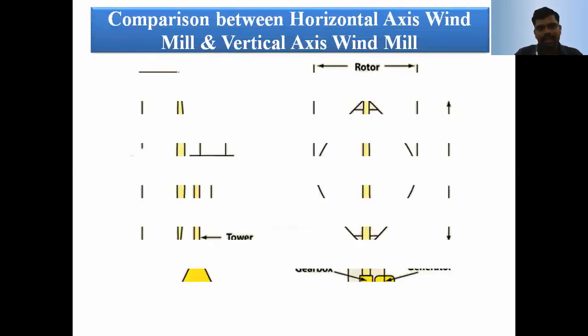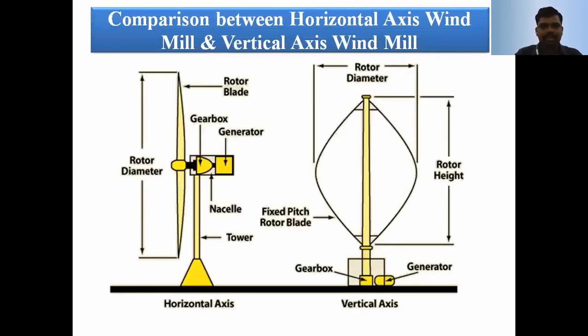And this is the comparison. Already we have discussed the horizontal axis windmill and then vertical axis windmill. Generally in the horizontal axis windmill, the wind speed, the starting is greater than 3 meter per second.